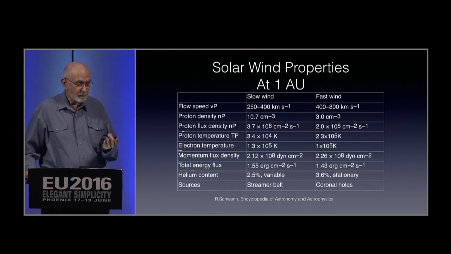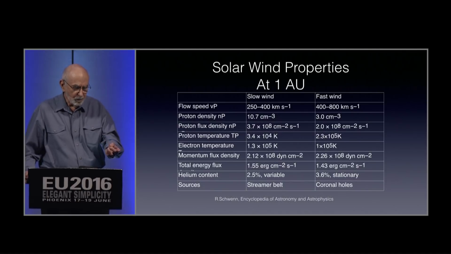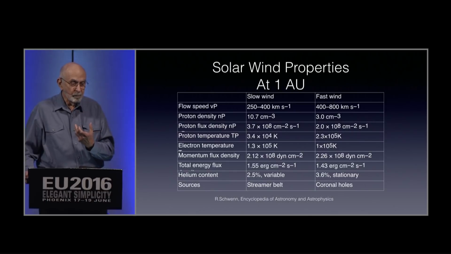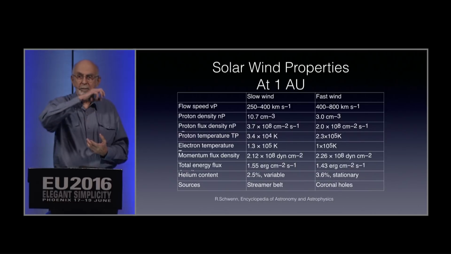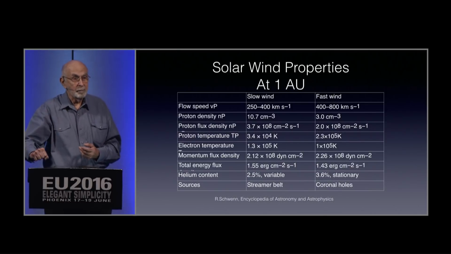The proton temperature is, if you go down there, 2.3 times 10 to the 5th. It looks like you're comparing 2.3 to 3.4, but you're not. 3.4 is multiplied by 10 to the 4th, so it's kind of like comparing 3.4 to 23. Okay? So the fast solar wind, the proton temperature is much higher than the slow solar wind. Why? Because it's been through the mixmaster. It's been through the ski jump.